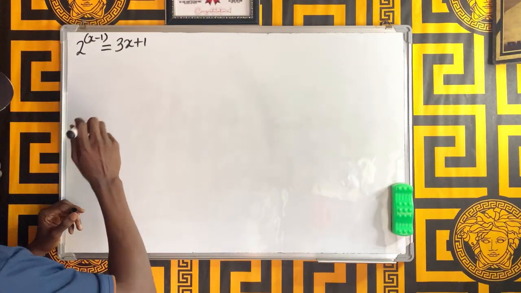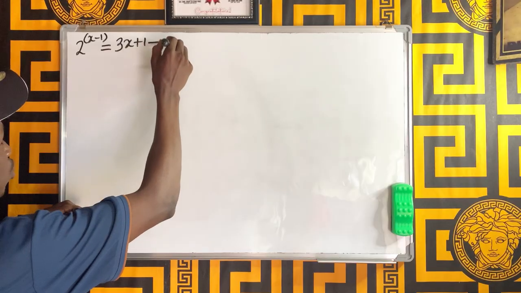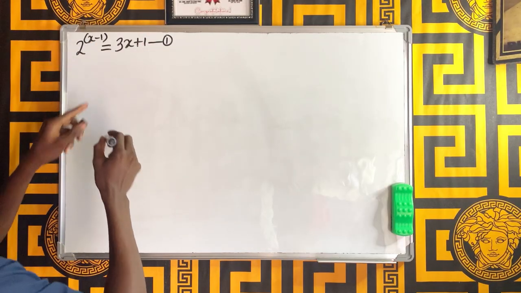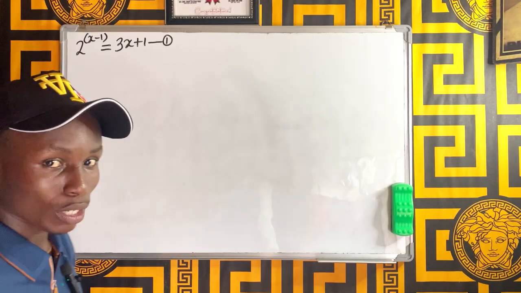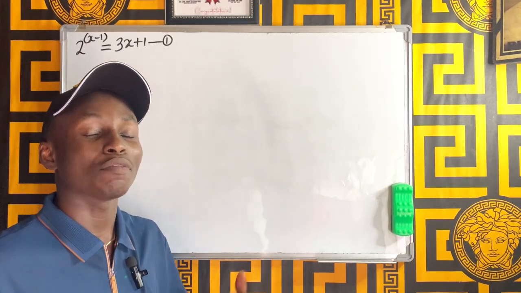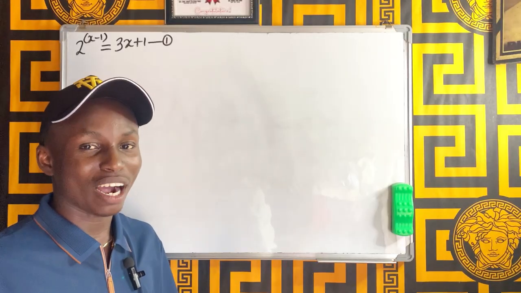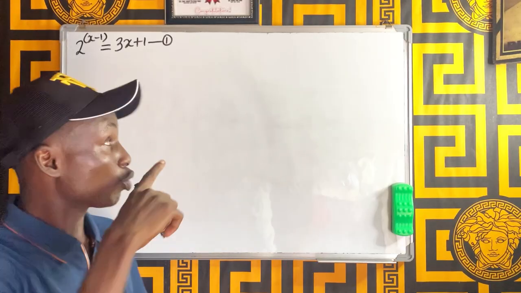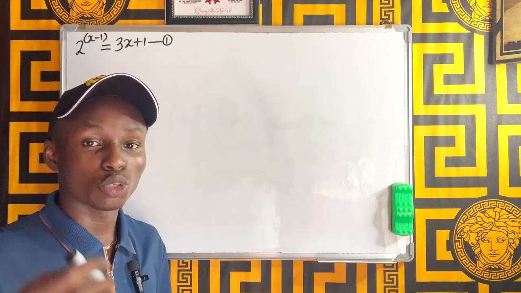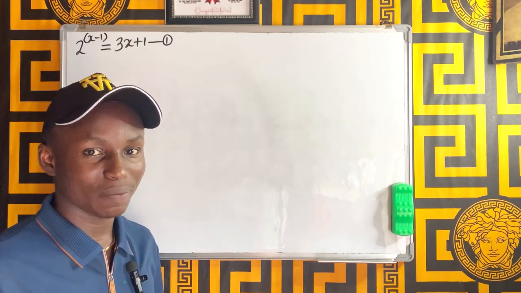Our first step is to call this equation 1. The exponent here is x minus 1, so we are not wrong in any way. We can let the exponent, x minus 1, represent any variable of our choice. Why? Because this is a critical question. It's not a question we just jump up and solve. You have to do some manipulation.